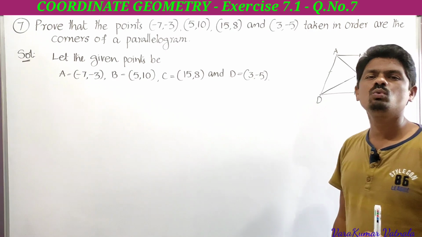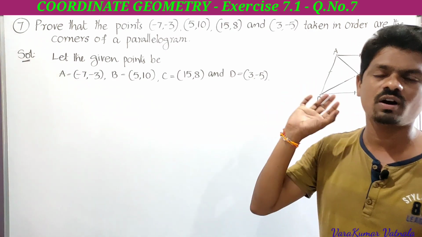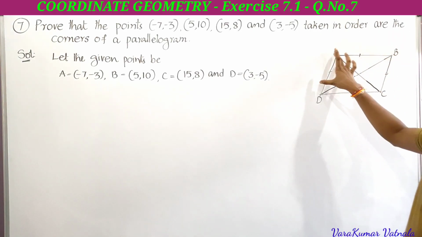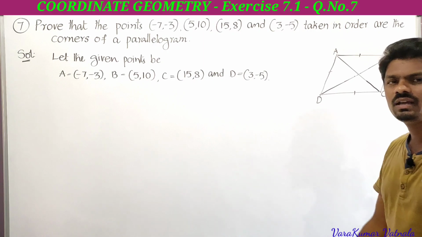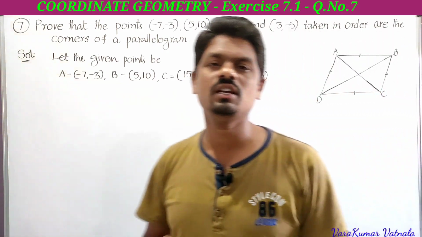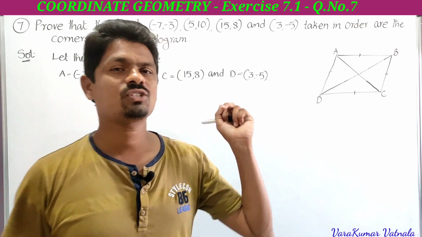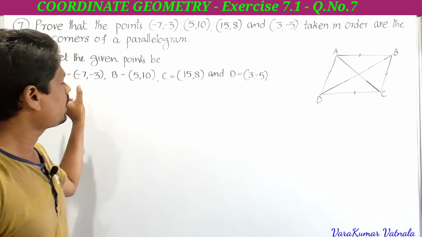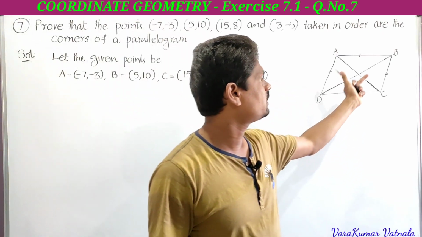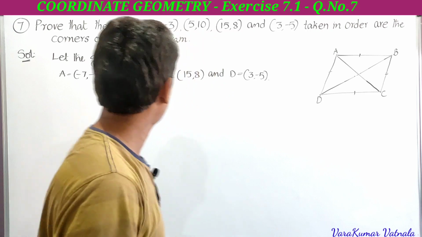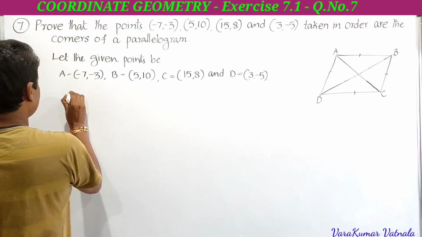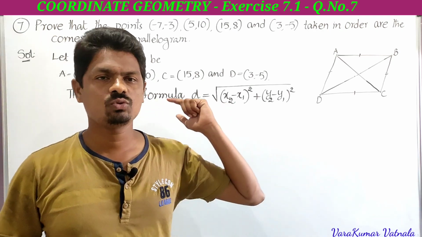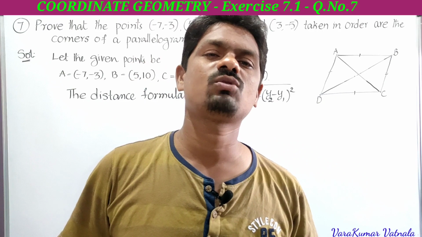So for that again we have to use only one formula, the distance formula, to find the length of AB, BC, CD, DA, AC and BD: square root of x2 minus x1 whole square plus y2 minus y1 whole square. So see here, now how to find all the distances. The distance formula D is equal to square root of x2 minus x1 whole square plus y2 minus y1 whole square.